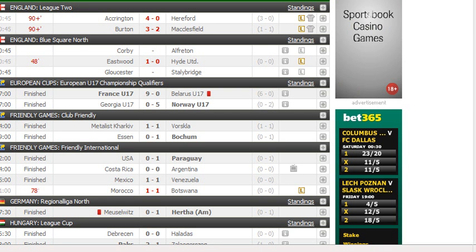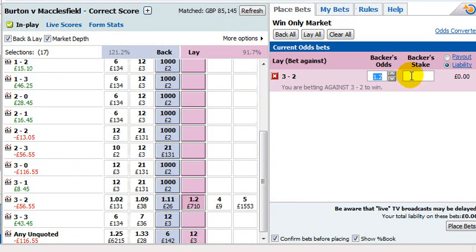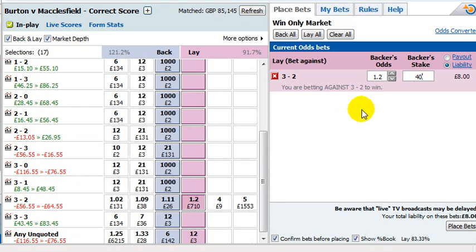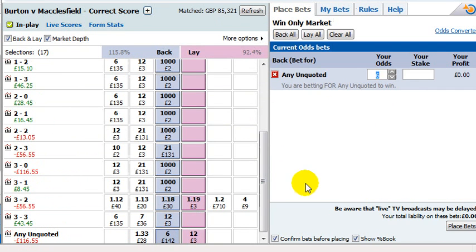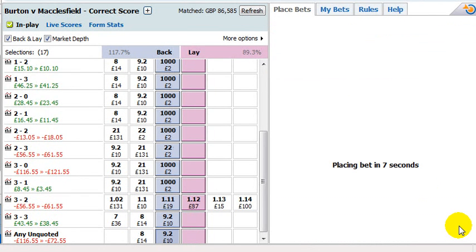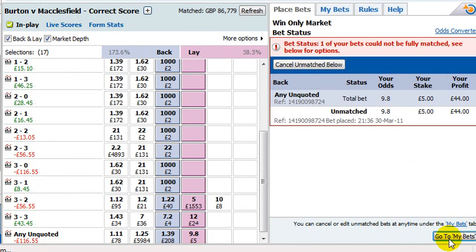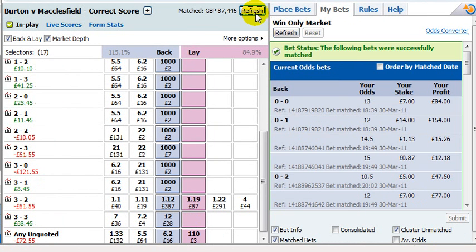So 3-3 would be great, of course, but we want to make sure that we don't get caught out by a fourth Burton goal. So I'm going to lay in here very quickly £40. What price am I going to take? Right, I'm going to forget the lay of the 3-2, but rather back the any unquoted. Slightly cheaper. Asking for 9.8. About a minute left to go in the game. Take that, please, quickly. And okay, so that's taken.